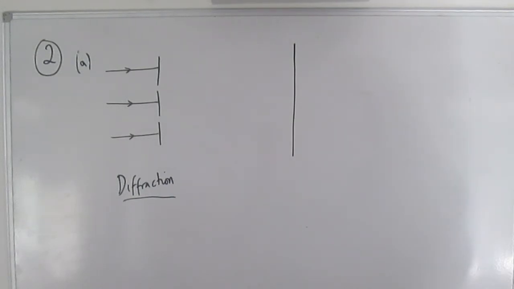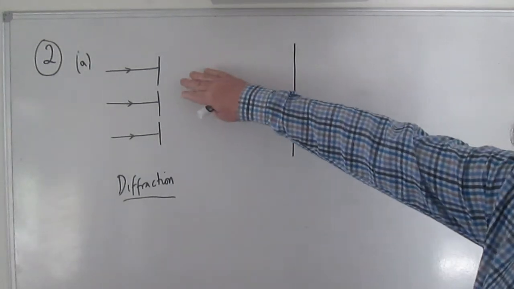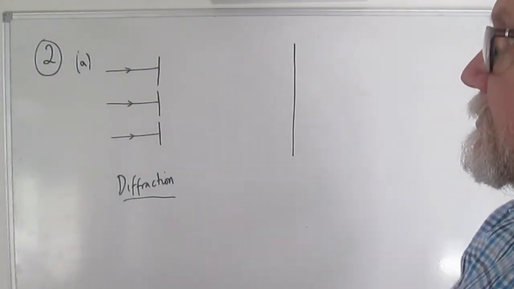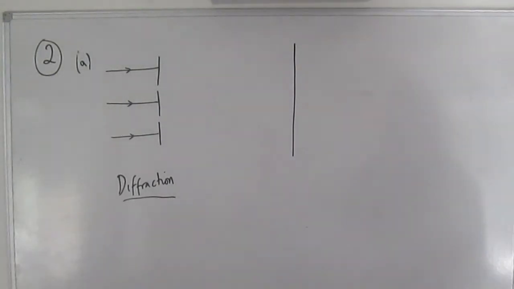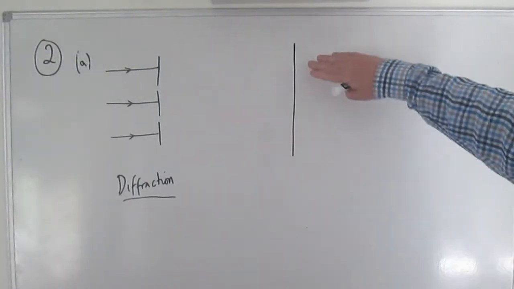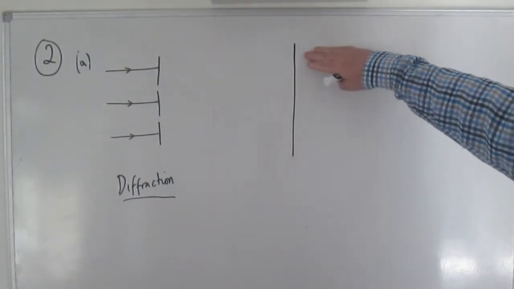So question 2 in part A is about the classic Young's slits experiment. First it wants the word for the process by which the waves spread out as they pass through these two narrow slits, and that word of course is diffraction, so don't get that mixed up with refraction, which is obviously something different. And then it wants an explanation for the formation of bright and dark fringes on this screen over here.